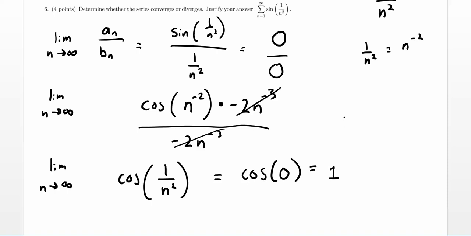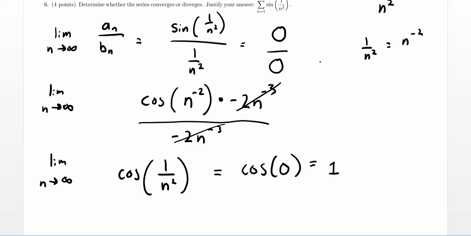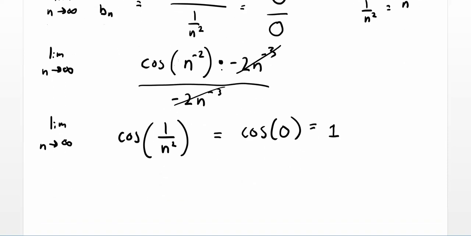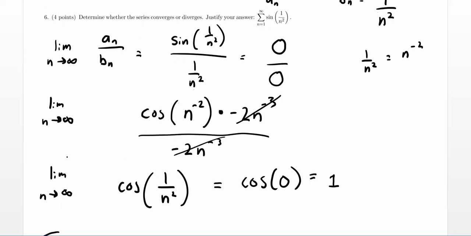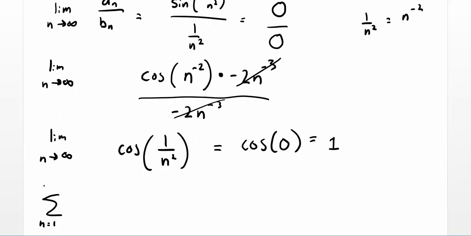So because this limit of the quotient went to 1, that means our series both have to behave in the same way. And the series n equals 1 to infinity of 1 over n squared converges by p-test.